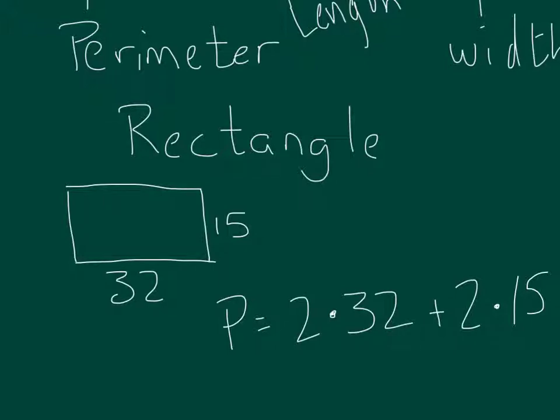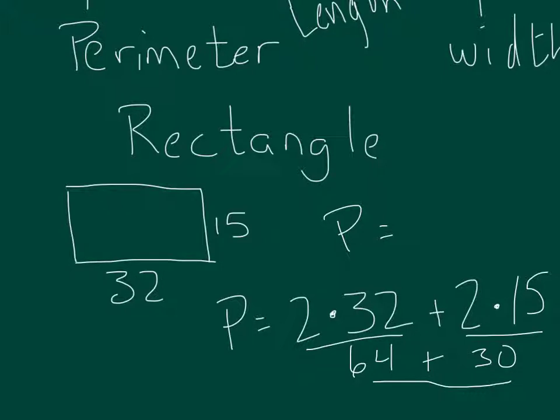Now all you have to do is follow your order of operations. Let's do 2 times 32. That's going to give us 64. Plus 2 times 15 is 30. Then add them together, you get that the perimeter equals 94.